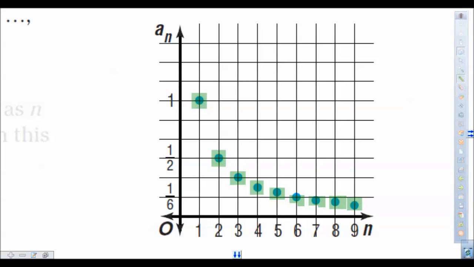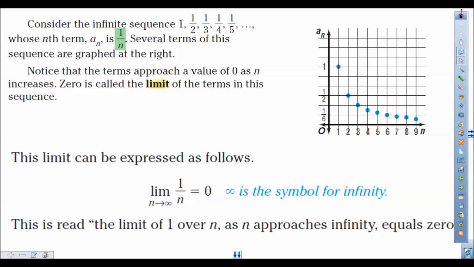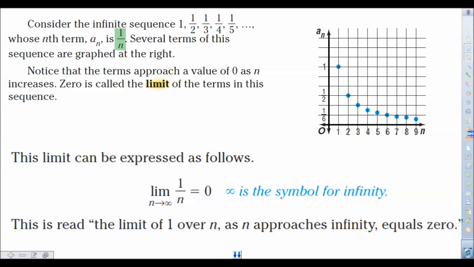And if we were to continue to do this forever, the 100th term, the millionth term, the billionth term, we'd end up approaching a fraction that's pretty close to being 0. And so what we call that concept is a limit. 0 would be called the limit of the sequence. And we can express that limit just like this. We could read this here as the limit of 1 over n as n approaches infinity equals 0. So let's look at how we can calculate limits.